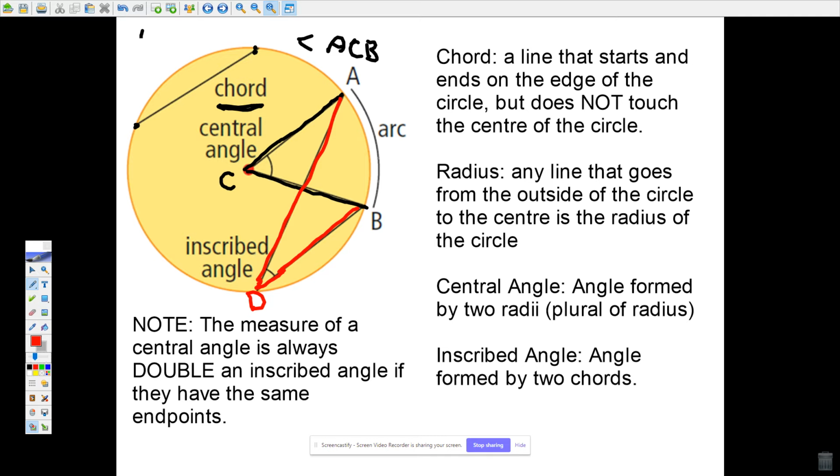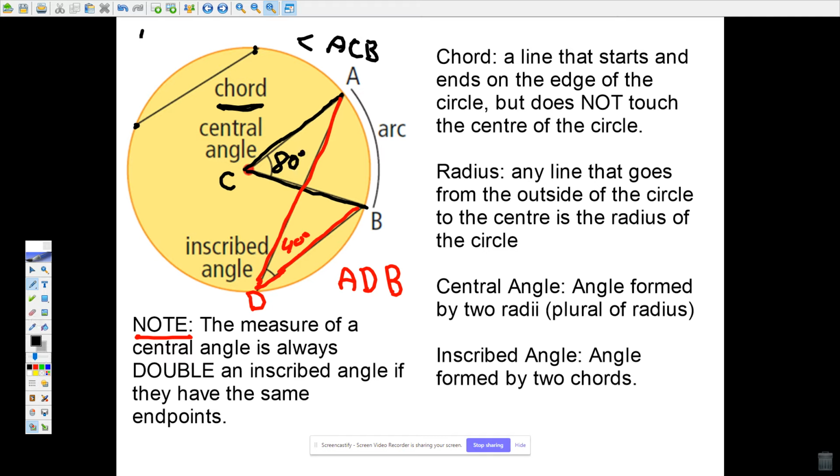There's a very important thing to note here. The measure of a central angle is always double an inscribed angle if they have the same endpoints. So if you look at these two angles, ACB and angle ADB, we can see they both have the same endpoints. They both start at A and end at B. Therefore, the measure of this central angle is double the inscribed angle. So if we said that the inscribed angle was a measurement of 40 degrees, that means that the measure of the central angle would be 80 degrees.